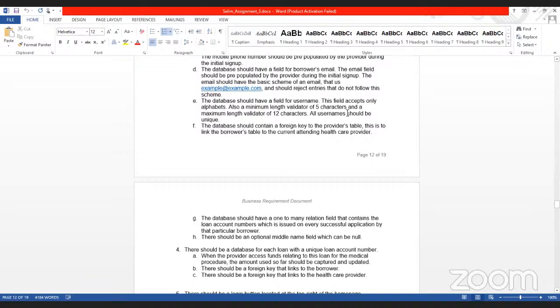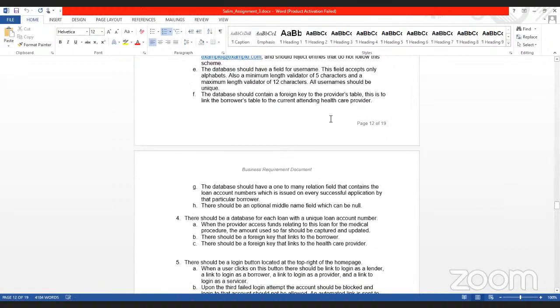The username field should only accept alphabets, and there should be validation of not less than 5 characters and not more than 12 characters. And usernames should be unique. Also there should be foreign keys to the providers table, because we want to link the relationship between the 2 tables so that we can easily see where the treatment is coming from.